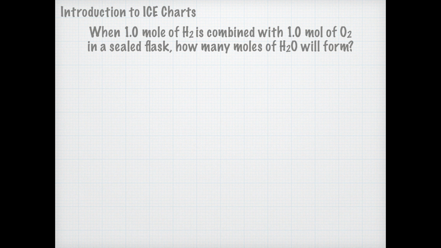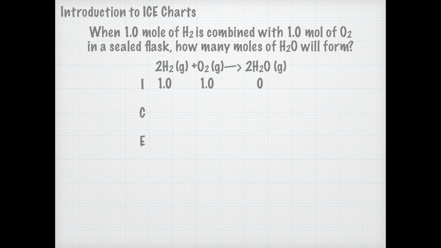So I'm giving you a problem here. I tell you you have 1 mole of hydrogen and 1 mole of oxygen, and I'm asking how many moles of water will form. So I'm going to write out my reaction right there. For every 2 moles of hydrogen, 1 mole of oxygen reacts and 2 moles of water are produced. Then I'm going to create my ICE chart. I stands for initial. So what is my initial amount of hydrogen, oxygen, and water? Well, based on this problem, I have 1 mole of hydrogen, I have 1 mole of oxygen, and I don't have any water, so it's going to be 0.